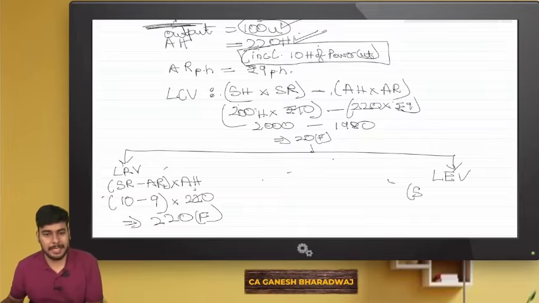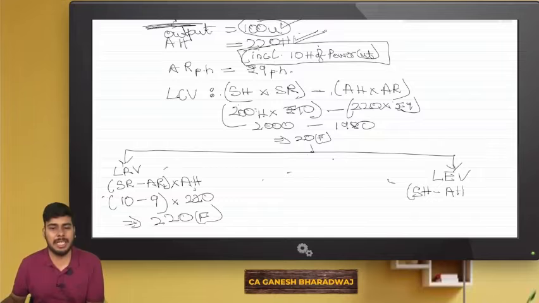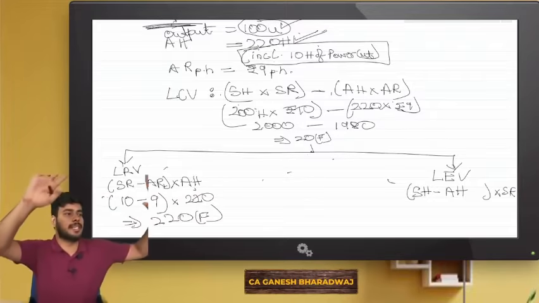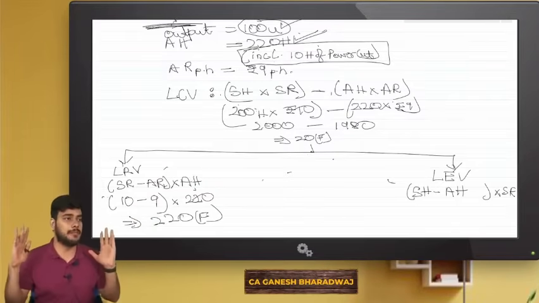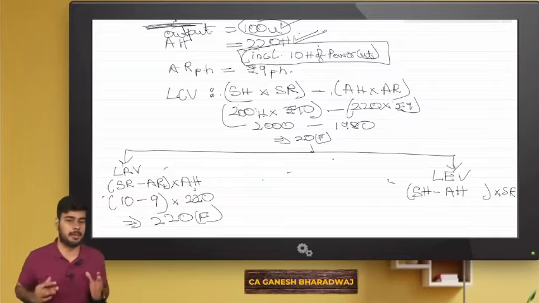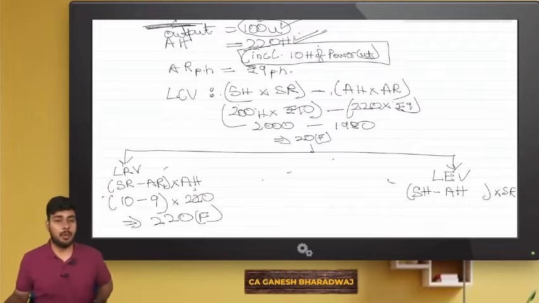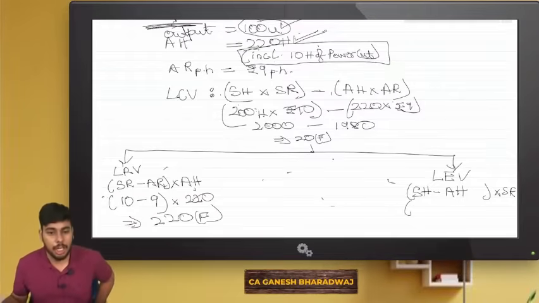Standard hours minus actual hours into standard rate. Correct or not? Now, guys, please don't write anything. I will give you time to write down. Please, very important, don't write out anything. Now, you tell me, what is the standard hours in this question? You should have taken 200 hours. You have actually taken how much?